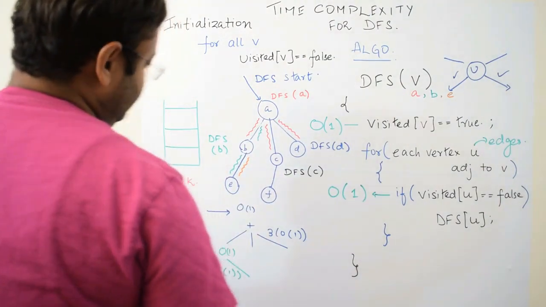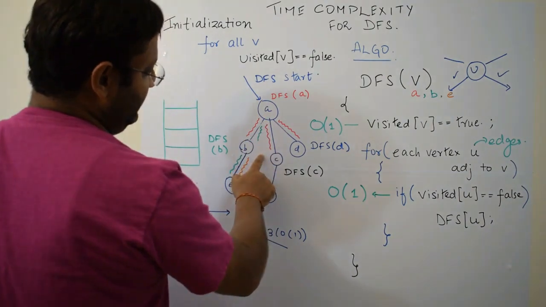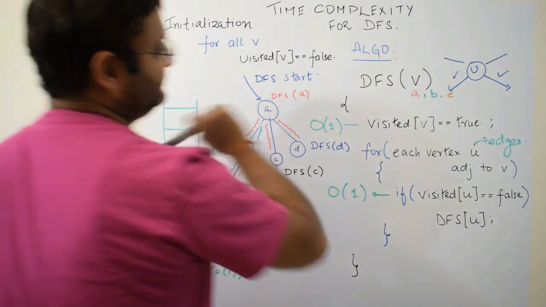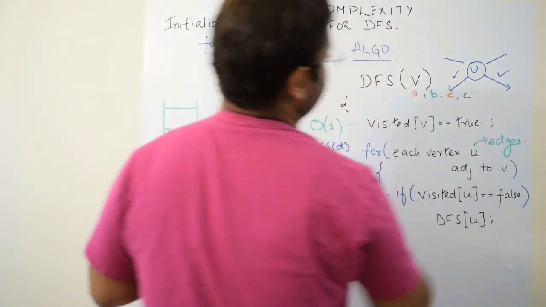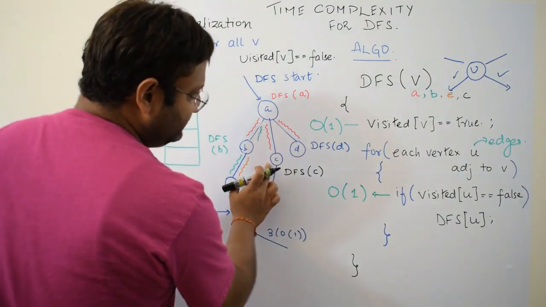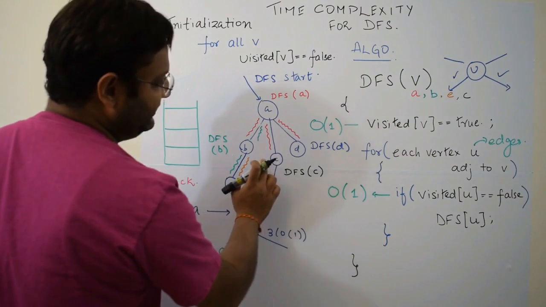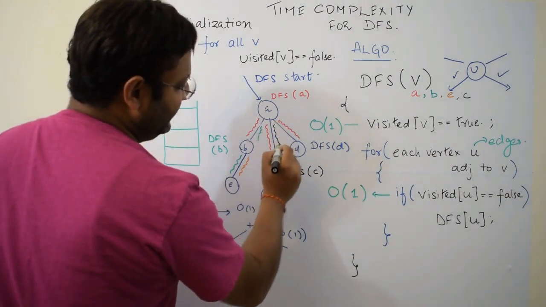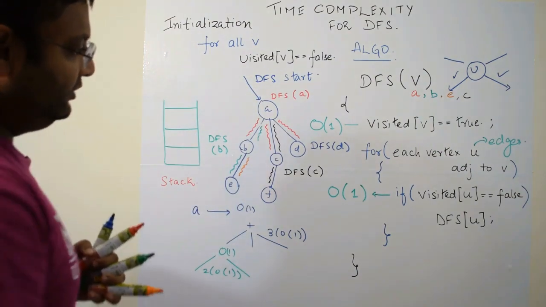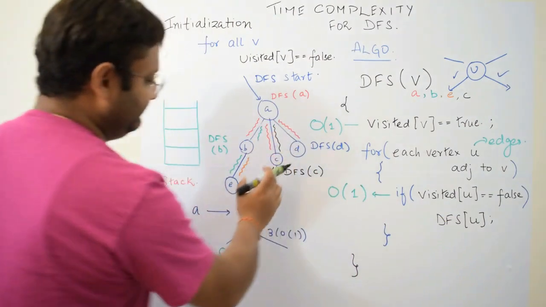Now what will happen? Now we'll go to C, correct? Here we have C. Let me mark C with the black one. I'm going really very slow on this because this is very important. I'm going to see how many times this for loop will be evaluated. Definitely 2 times. Why? Because it has 2 edges. Correct. So for C, this for loop will be called 2 times and this DFS will be called 1 time.